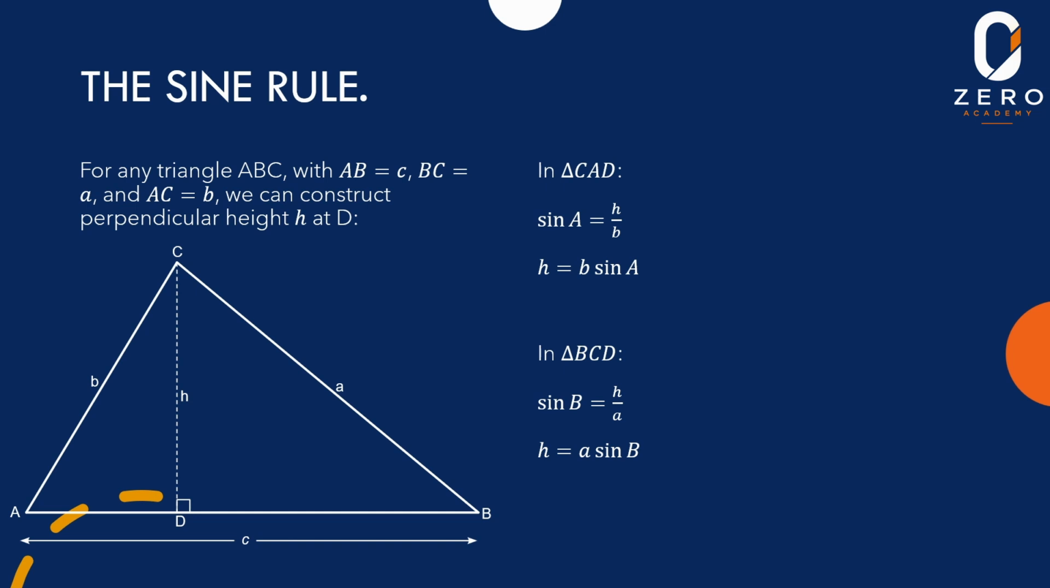And now, both heights are the same. That height is a common height, and hence we can equate the two formulas to have B sine of A is equal to A sine of B, because the first H is equal to the second H. And dividing both sides by AB, I will have sine A over A is equal to sine B over B, or we can flip it around and say A over sine A is equal to B over sine B, and that is the sine rule.